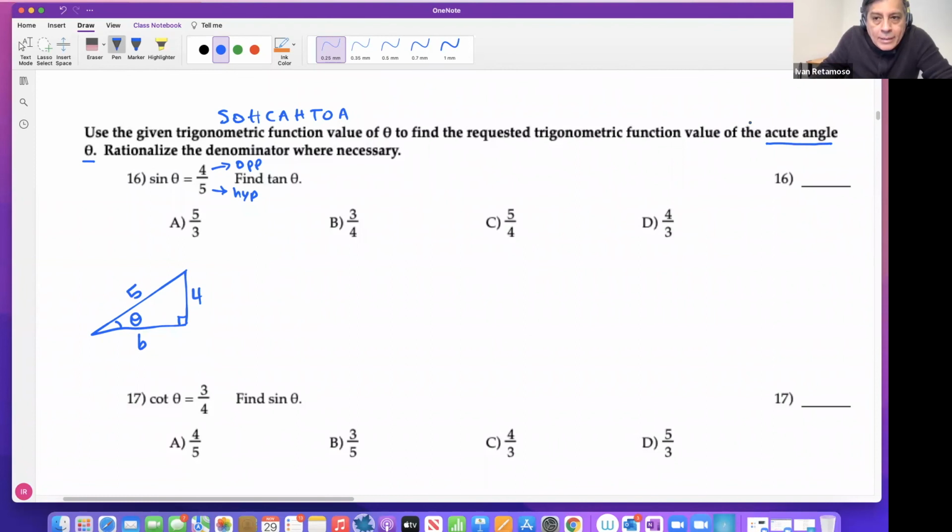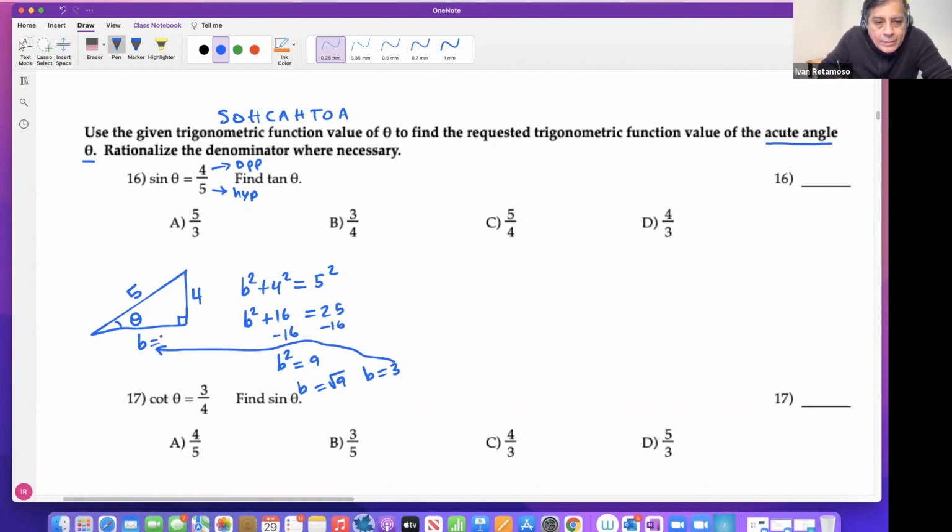It's an acute angle. So from here, b squared plus 4 squared equals 5 squared, following the theorem of Pythagoras. b squared plus 16 equals 25. Subtracting 16 from both sides, b squared equals 9. Taking square roots, b equals the square root of 9, b equals 3. I found the value of b, put it there, b equals 3, right? We have completed this right triangle.